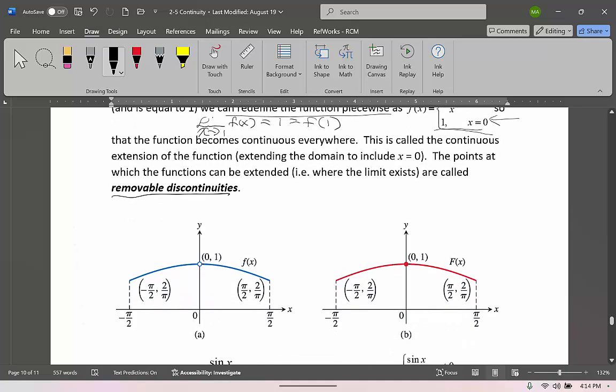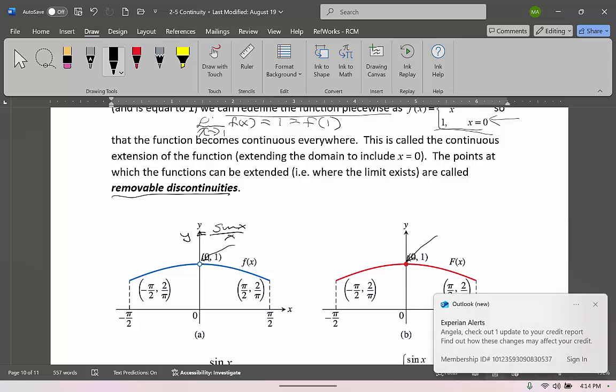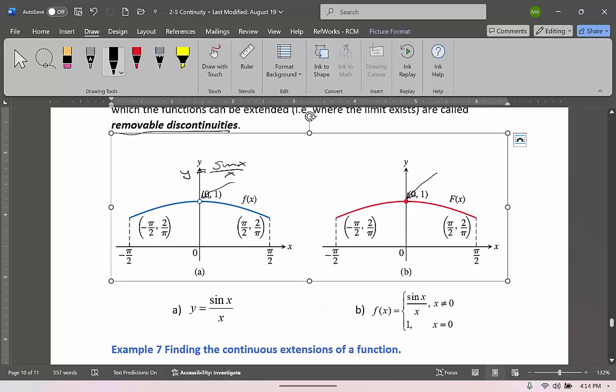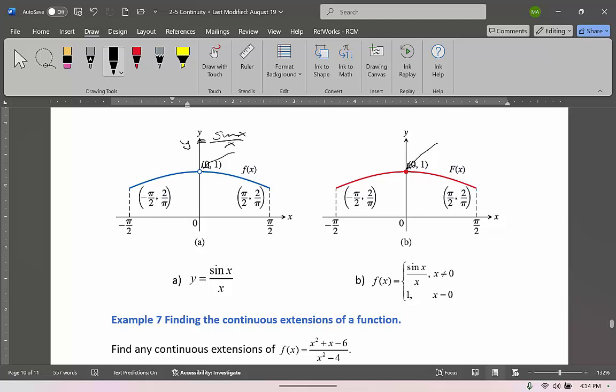So basically what we have here is near 0, the original function, the sine of x over x, okay, that has a hole in the graph right here at x equals 0. And so all we did was we plugged up that hole by redefining the y value to be 1 when x is equal to 0. Okay, and so that is giving us a now continuous function. It's called the continuous extension of the original function.